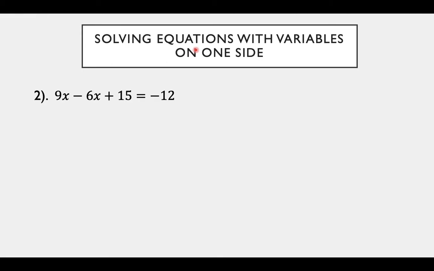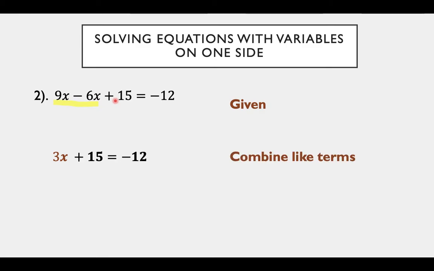Before you start using the properties of equality, you want to see if you can simplify anything. If we look at the left side of the equation, notice how I can simplify 9x minus 3x. That's going to equal 3x. And then I'm going to bring down plus 15 equals negative 12. And again, get into the habit of stating what you did. In this case, we stated that we combined like terms.